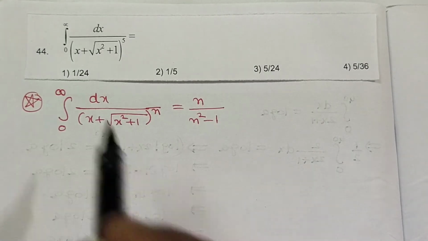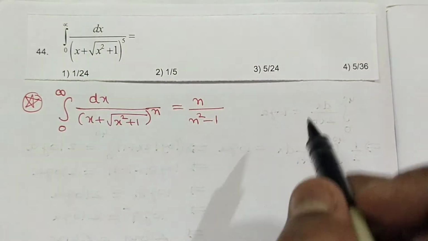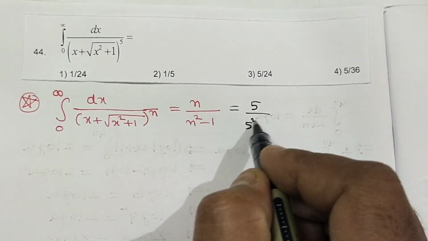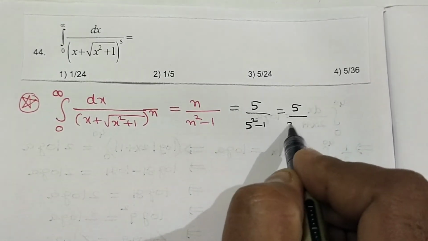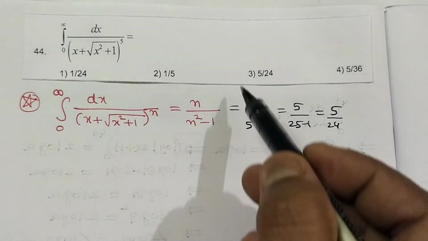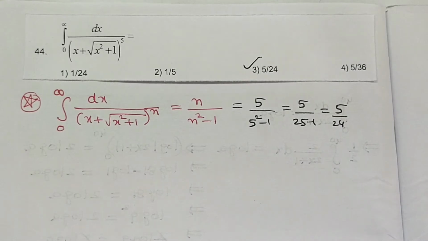So according to the given question, n is equal to what here? 5. So 5 by 5 square minus 1. So 5 divided by 25 minus 1, 5 by 24, which is there in the third option. We'll move to the next question.